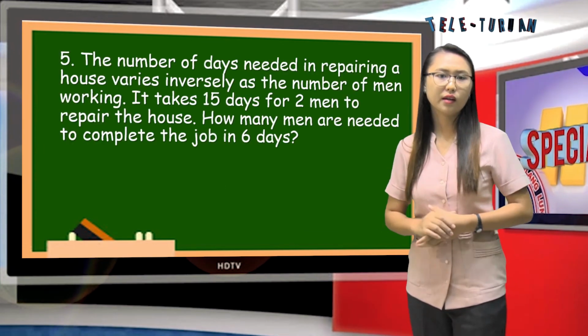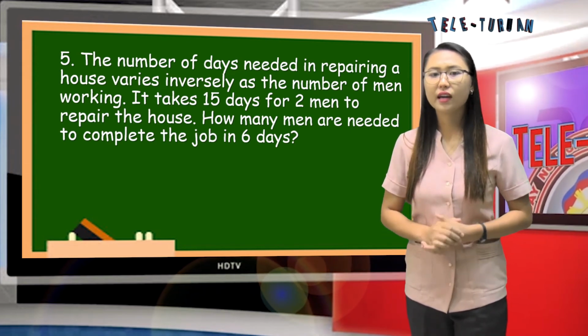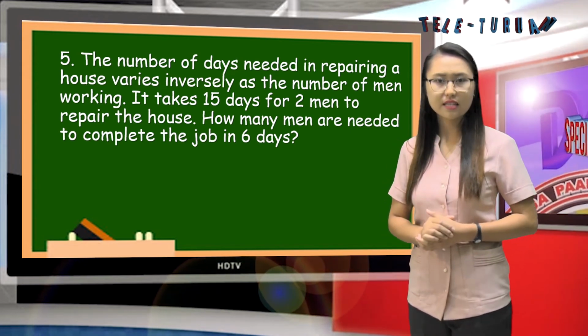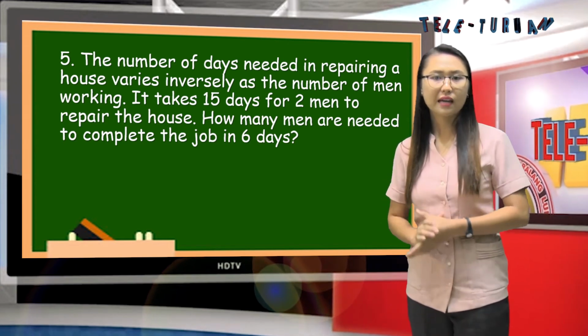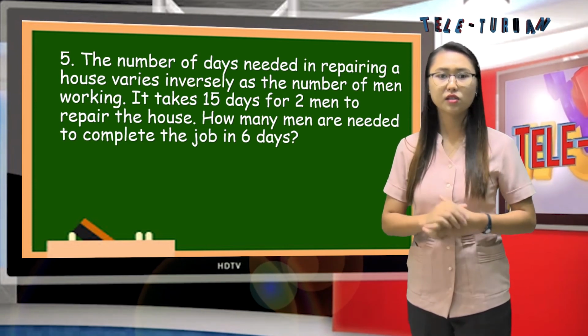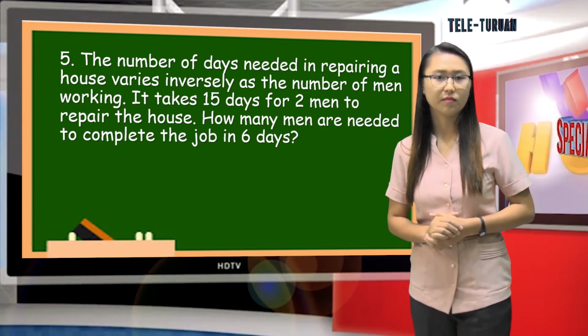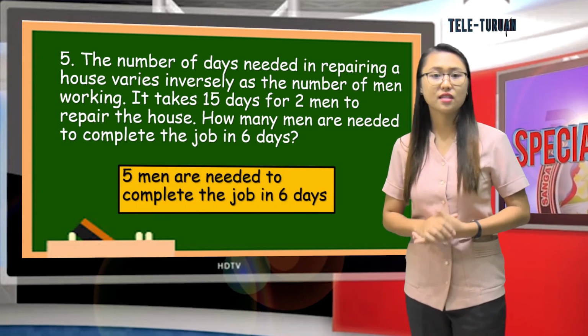And last, number 5. The number of days needed in repairing a house varies inversely as the number of men working. It takes 15 days for men to repair the house. How many men are needed to complete the job in 6 days? Excellent! 5 men are needed to complete the job in 6 days.